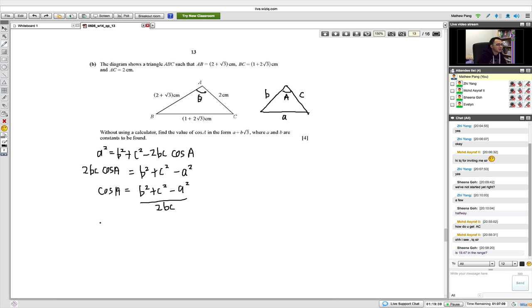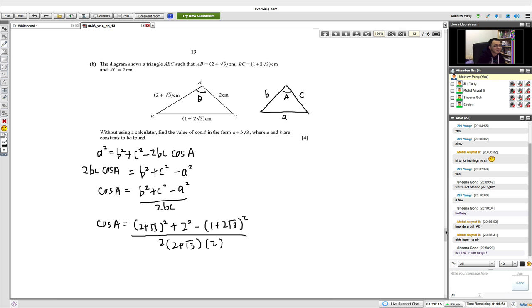So therefore cos A: B will be this one, 2 plus sec 3. So I write 2 plus sec 3 all squared, plus C, which is 2 squared, minus A squared, which is 1 plus 2 sec 3 squared, over 2BC. 2B will be 2 times 2 plus sec 3, and C will be just 2. I need to solve this equation in order to get 4 marks.